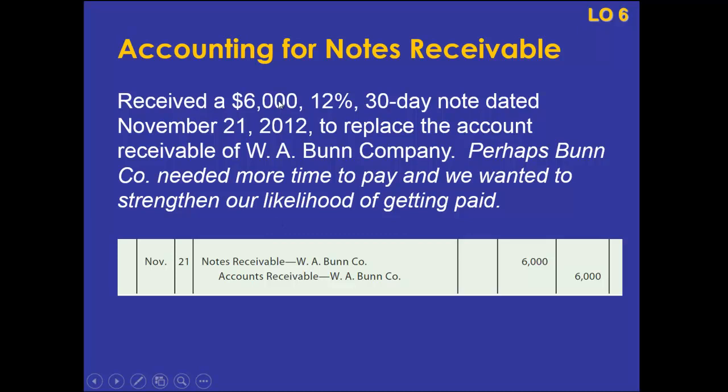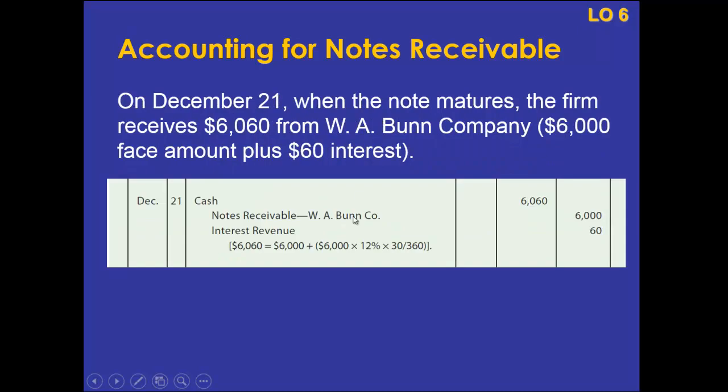Now we're talking about $6,000 at a 12% interest rate. If we had it out for an entire year, we'd be getting 12% on $6,000, but we're only looking at 30 days. So when we receive payment, this is what we're going to get. We're going to get the $6,000 that they borrowed, or the $6,000 that they owed us, if you will, plus the interest that we earned during that period. So we're going to get $6,000 plus 60, which is $6,060.